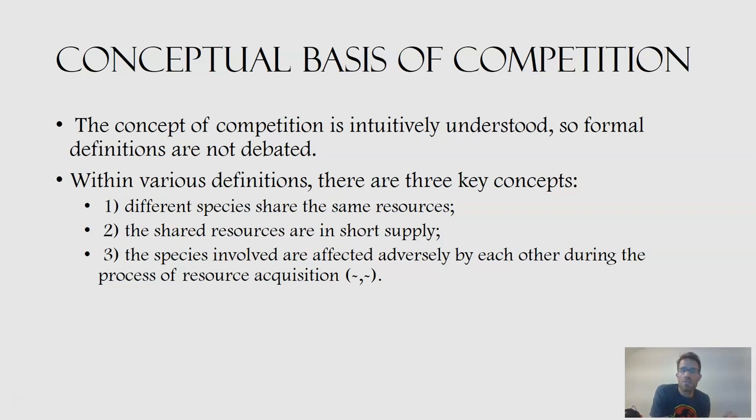But there are three primary concepts within the various definitions. Number one, different species share the same resource. They have to be competing for something. And that thing that they're competing for has to be in short supply. So if there's plenty of it to go around, they're really not competing for anything. And number three, the species involved are affected adversely, negatively, by each other during the process of actually getting that resource. So if two things are going to compete, there has to be some shared thing that they're both interested in acquiring. That resource has to be in short supply, and they're both negatively harmed by that competition.